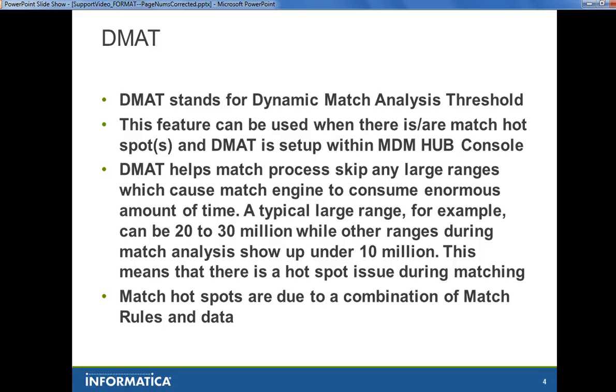A typical large range, for example, can be 20 to 30 million, while other ranges during match analysis show up under 10 million. This is typically referred to as a hotspot issue during matching. Match hotspots are due to a combination of match rules and data, and we'll briefly go over a typical hotspot sample in the next slide coming up.